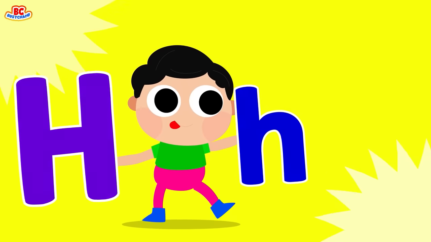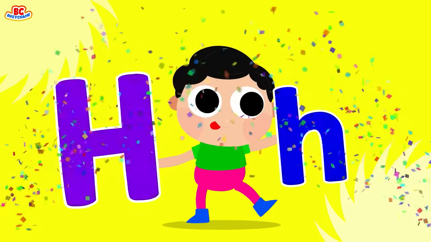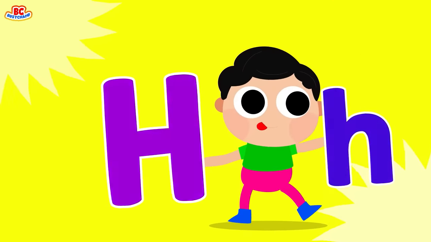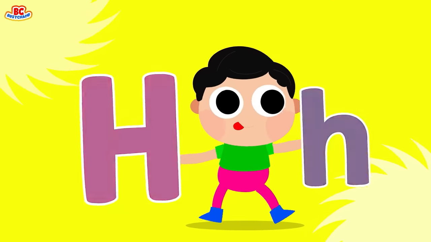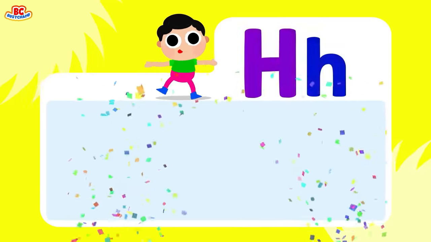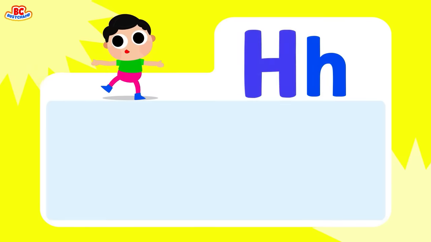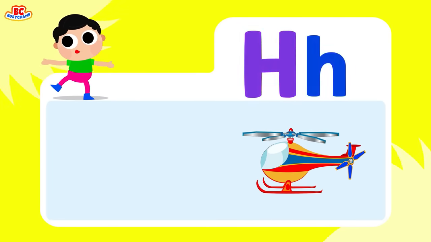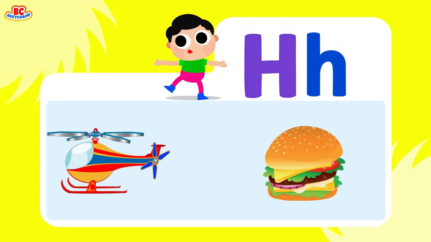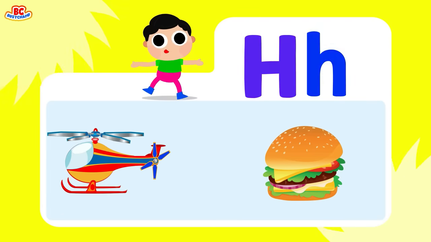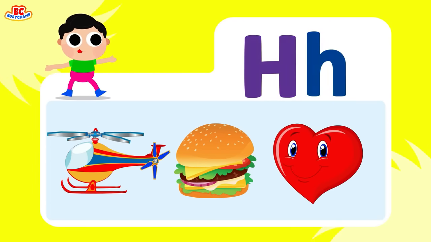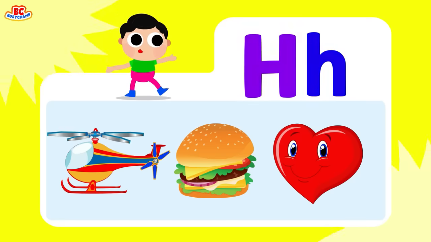Which alphabet can you see in my hand? I have the letter H in my right hand and its sound ha in my left hand. And there are so many words that begin with letter H. H called helicopter. Ha, ha, helicopter. H called hamburger. Ha, ha, hamburger. H called heart. Ha, ha, heart.